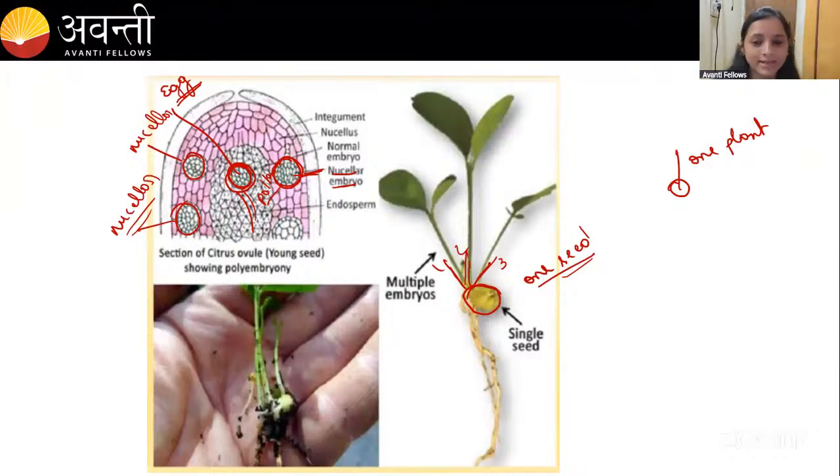But here what is happening? So many nucellar embryos are formed. They are like the villains, I'm just saying. They look the same as the hero, but they came from the nucellus. Just remember this: nucellar. This is also from the nucellus. See, 1, 2, 3, 5 embryos are there. That's why we call it polyembryony. You understood this?